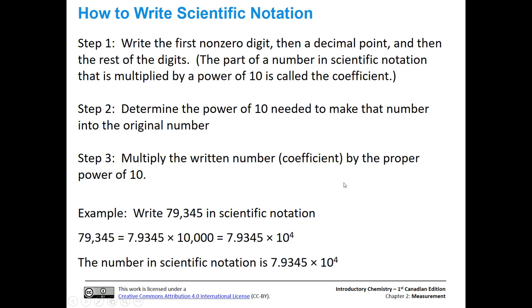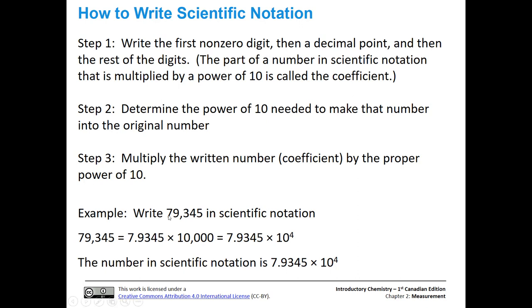Okay, so how do we write scientific notation? The first thing we want to do is write our number so that it has a value between 1 and 10. And this is called the coefficient. So we're going to write the first non-zero digit, then we're going to write a decimal point, and then we're going to write the rest of the digits. Then we're going to figure out how many powers of 10 we need to multiply it by to make that number into the original number. And then finally, we are going to multiply that written number, the coefficient, by the proper powers of 10.